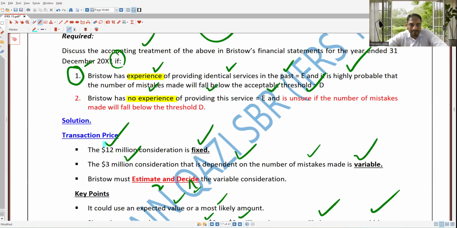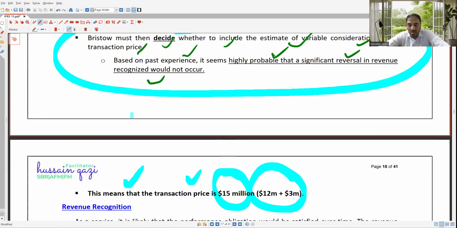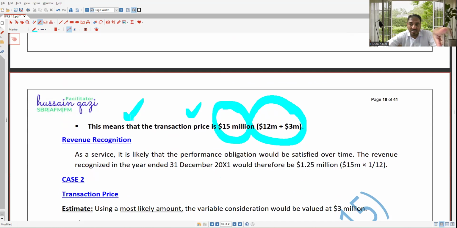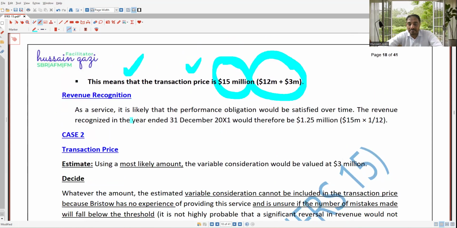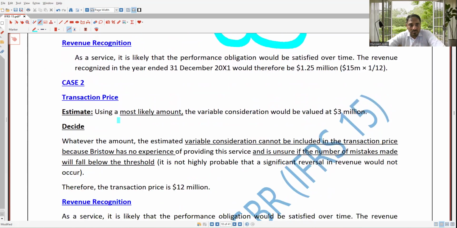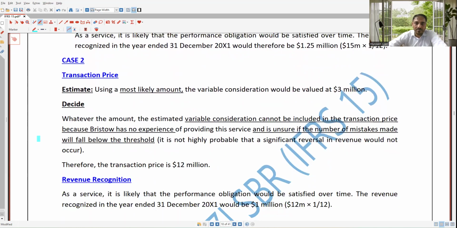Okay, the next case. The next case is about Bristow having no experience of providing the service and being unsure if the number of mistakes made falls below the threshold. Unsure. This is the case. So estimation is a secondary point. The first thing is that we need to decide.